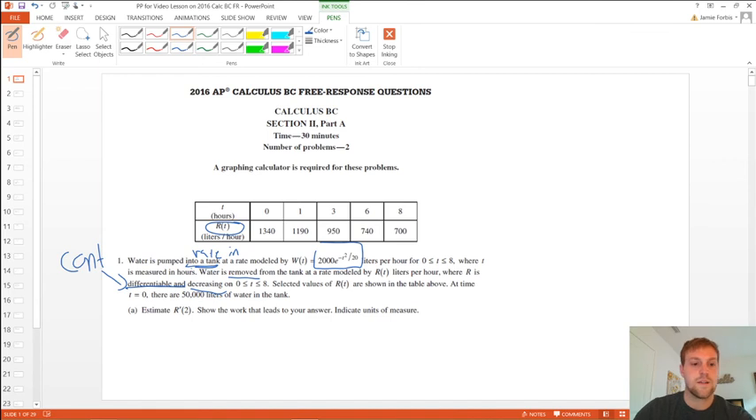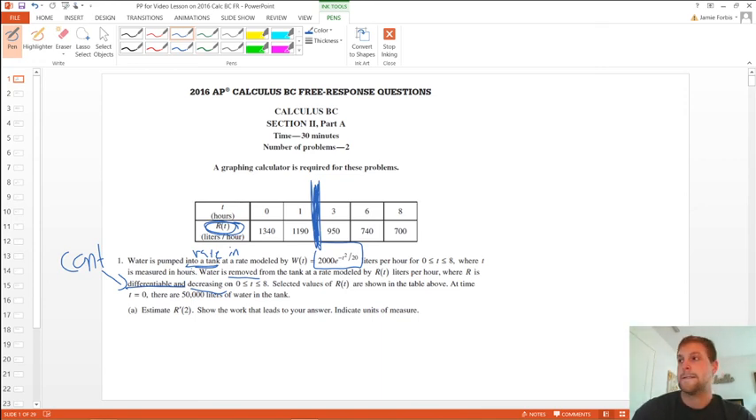Part A says estimate R prime of 2. Well, we're given R right here. Since R is already a rate, R prime would be the rate of the rate, which is acceleration. So it wants us to estimate the acceleration at time equals 2 and show the work that leads to your answer. We're just using the chart for that. So 2 is right here between 1 and 3. We've done this countless times.